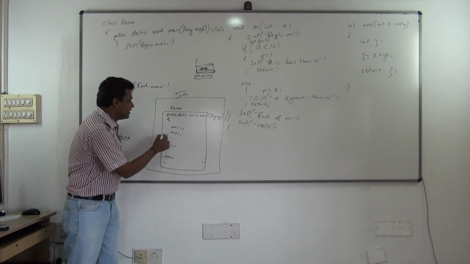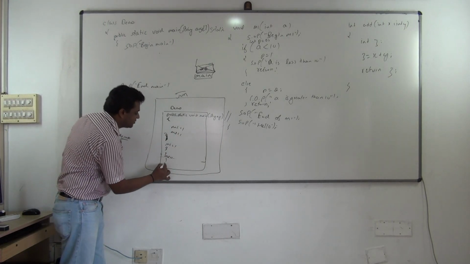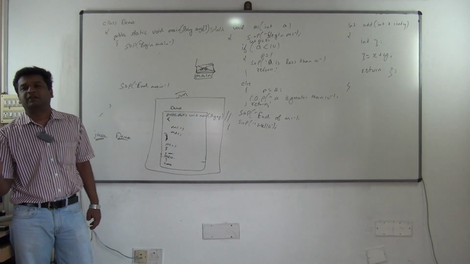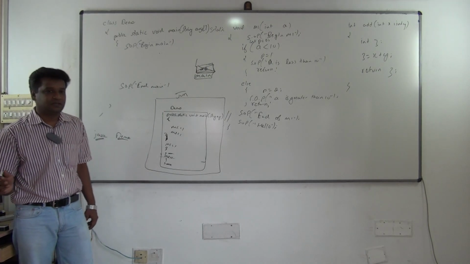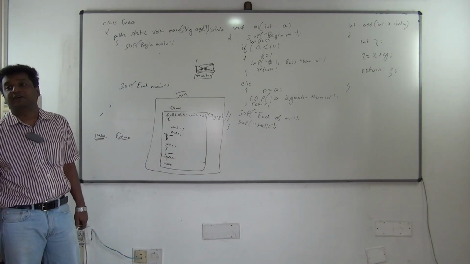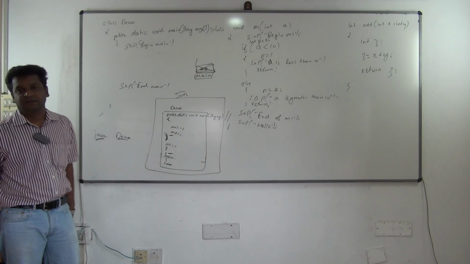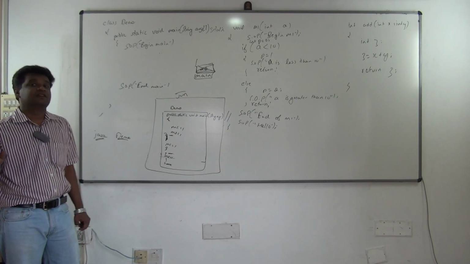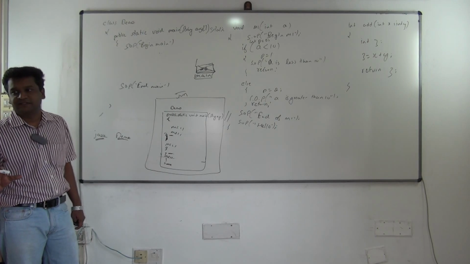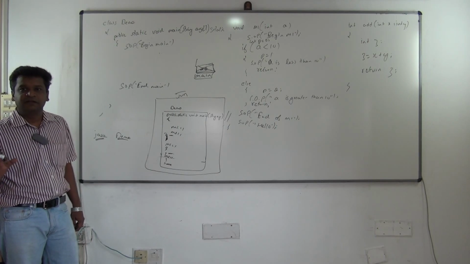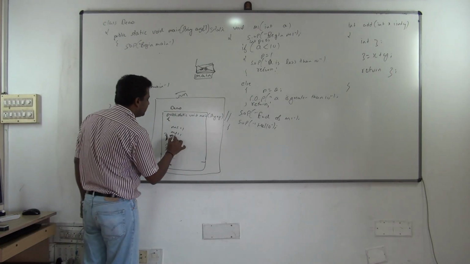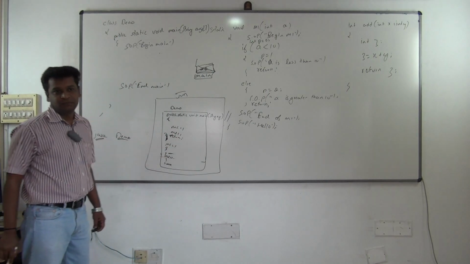As soon as the last line is reached in any method, let it be M1, let it be M2, we say the method has completed execution. Similarly, main also has completed execution. When main completes execution, generally we say the program has completed. We don't say the program has completed when M1 or M2 has completed. We say the program has completed execution when the main method has completed execution. Till then the program is alive and running. Clear?